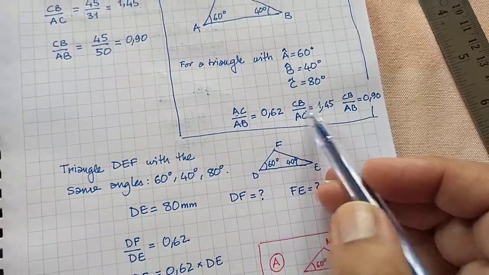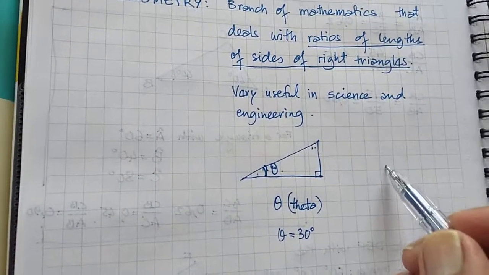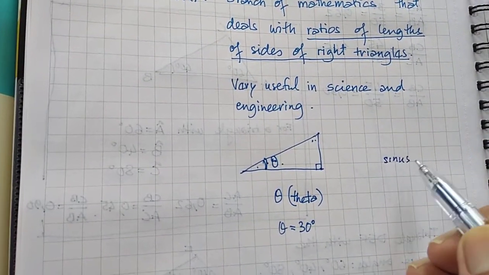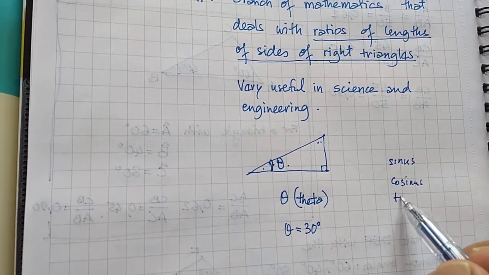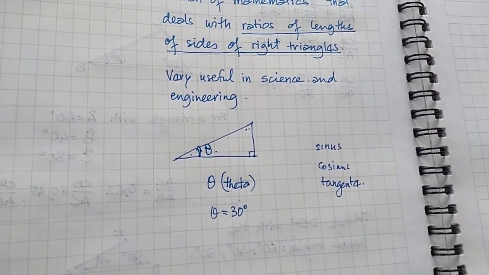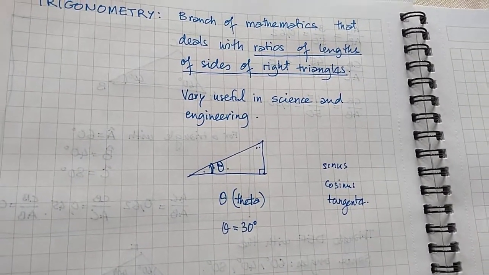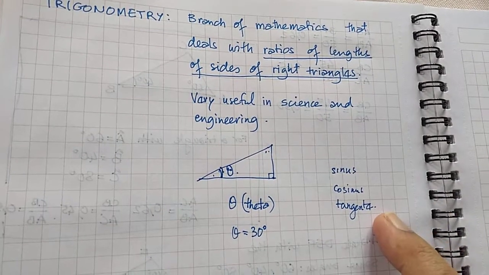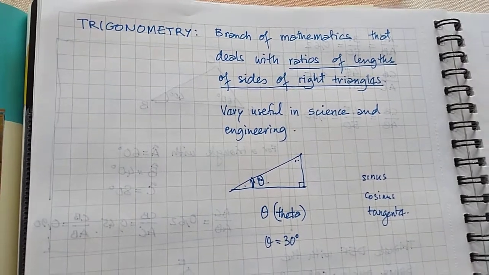So in trigonometry, these three ratios have names. Those names, as you know, in French are sinus, cosinus, et tangente. And that will be the definition of these three ratios. What each one means is the topic of the next video. So this is where I end.